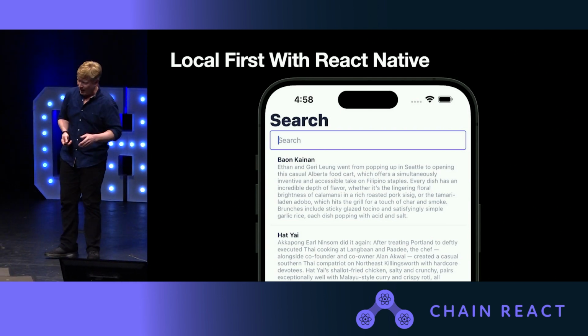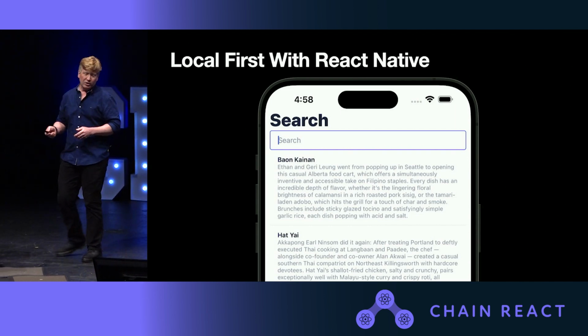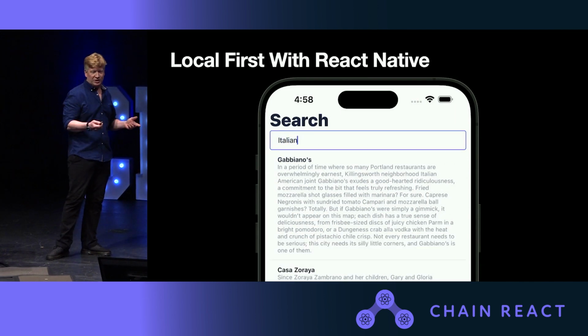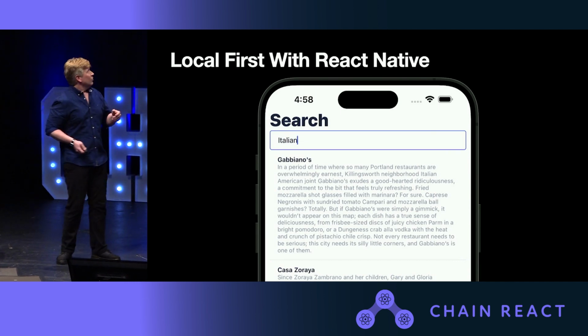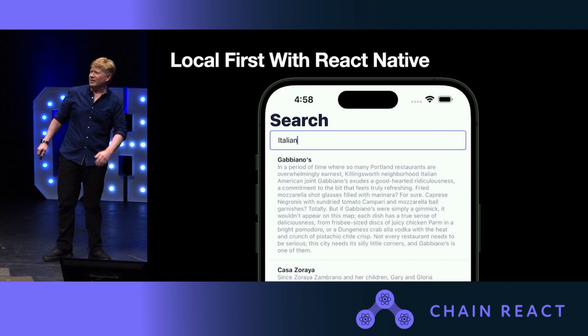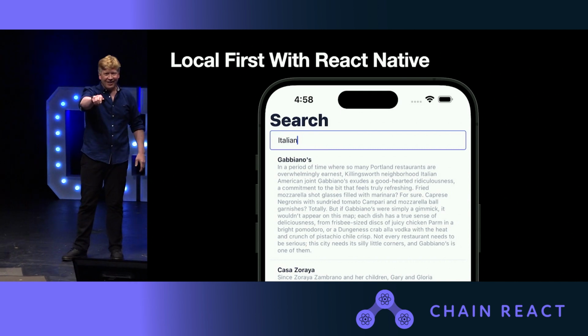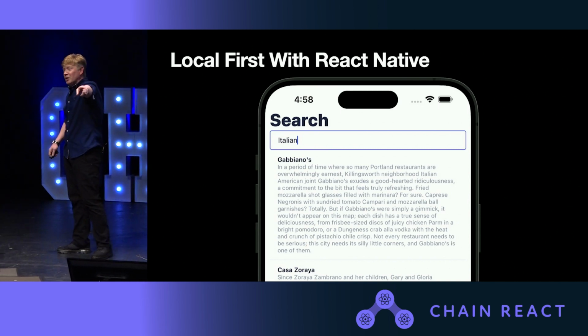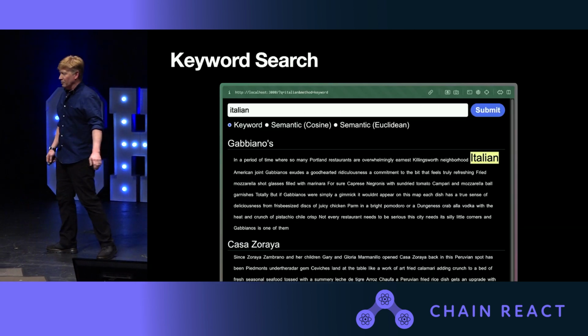So I've loaded up our app with a bunch of cool local restaurants, and I'll type in, say, for example, Italian, and we'll get Gabbiano's here. I don't remember, Gabbiano? Yeah? All right, cool. Okay, well, if you need a place for dinner, there you go.